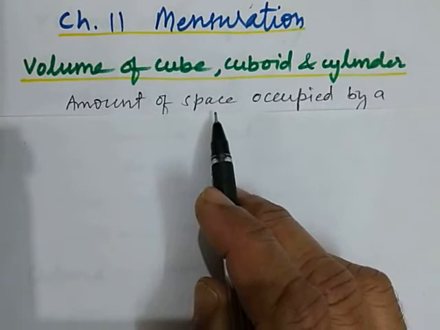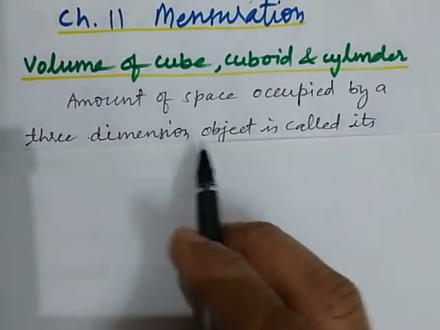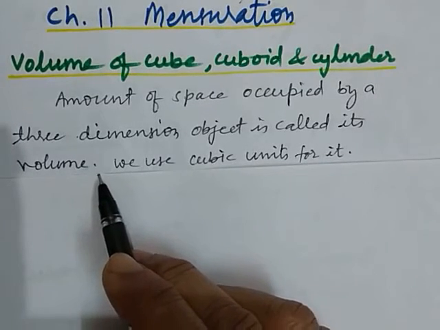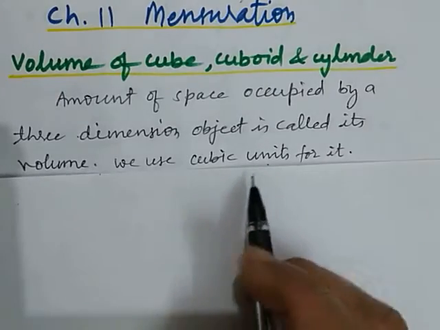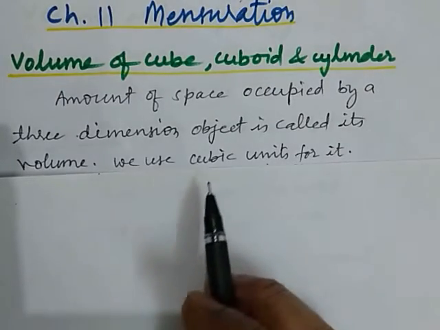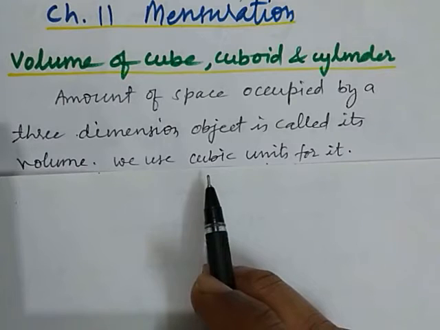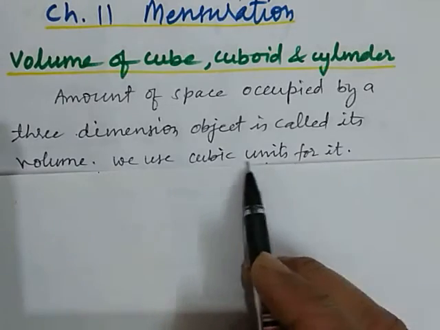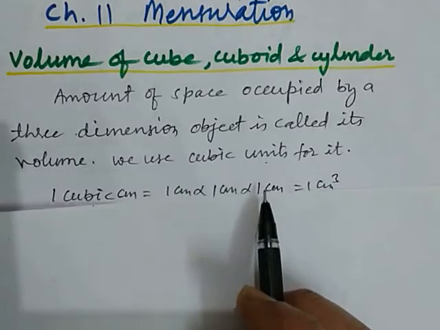The amount of space occupied by a three-dimensional object is called its volume. Okay, we use cubic units for it. That means how much space an object occupies is its volume. And the unit of volume is cubic units, that is centimeter cube, meter cube, etc.